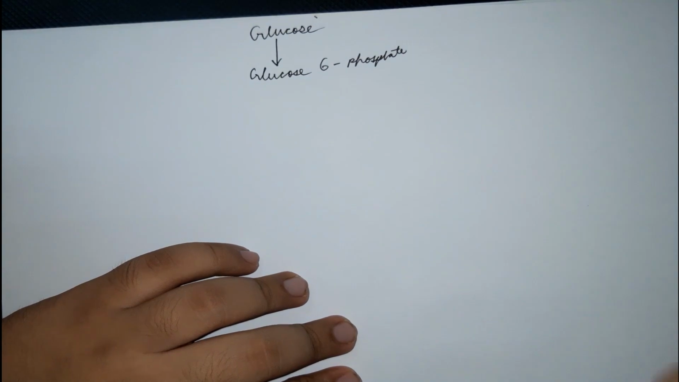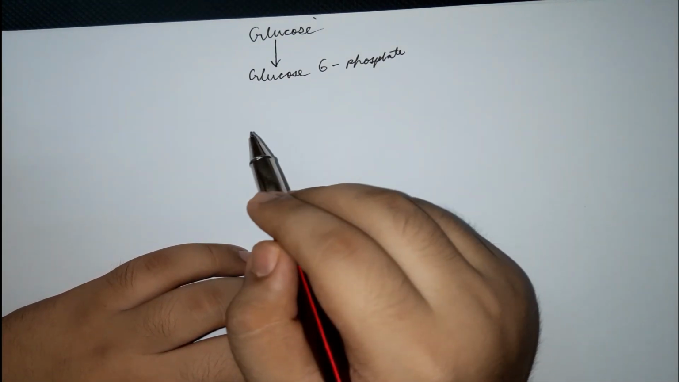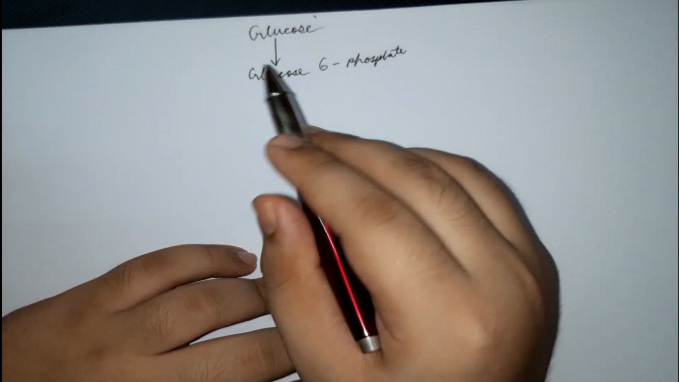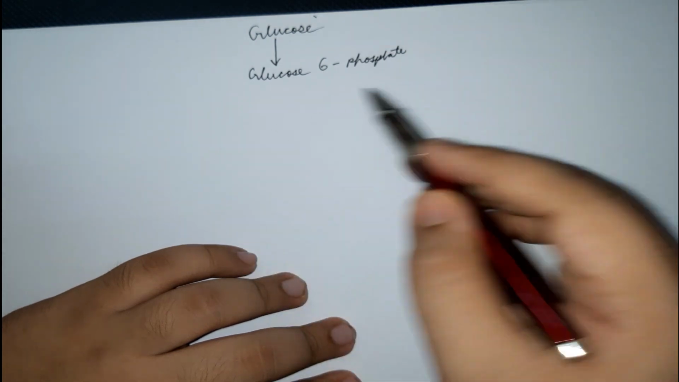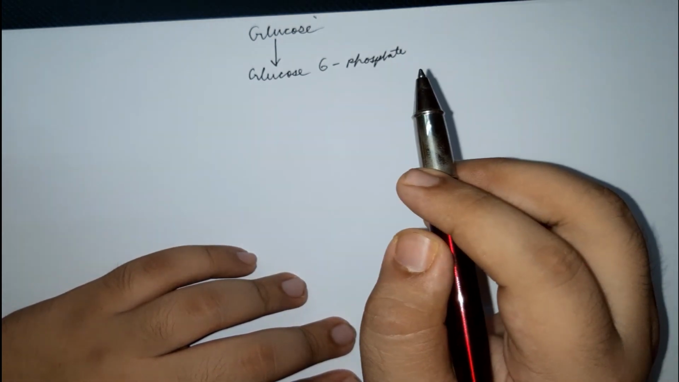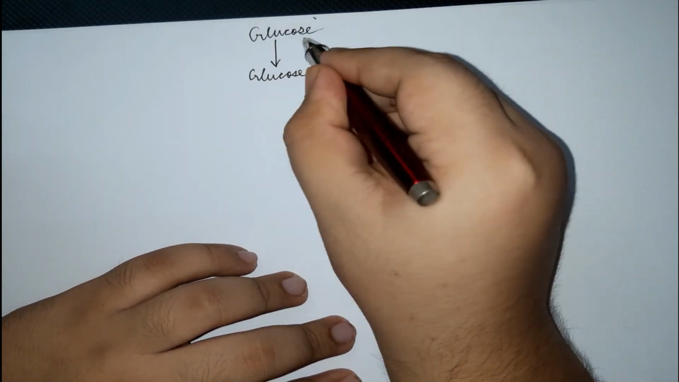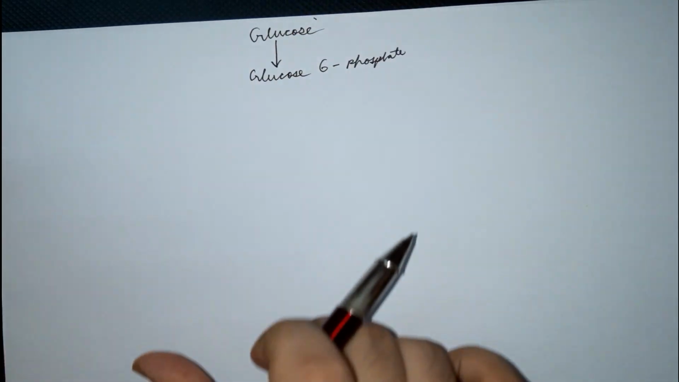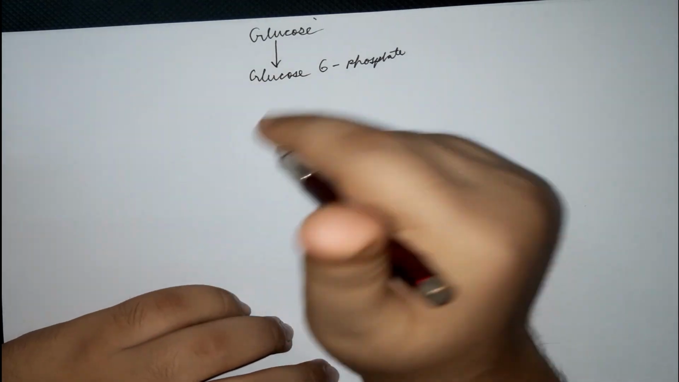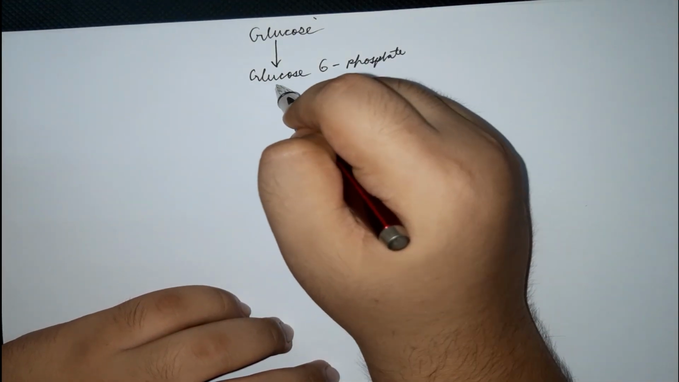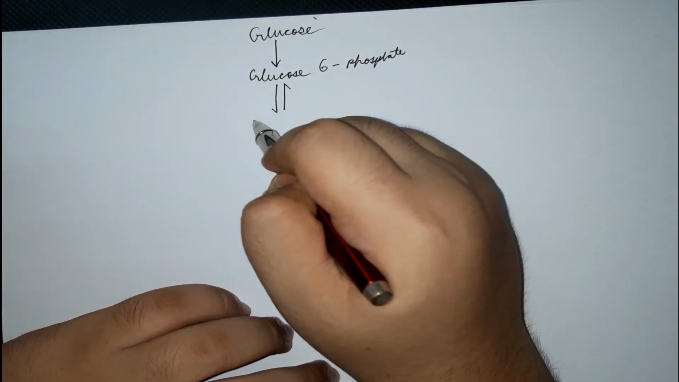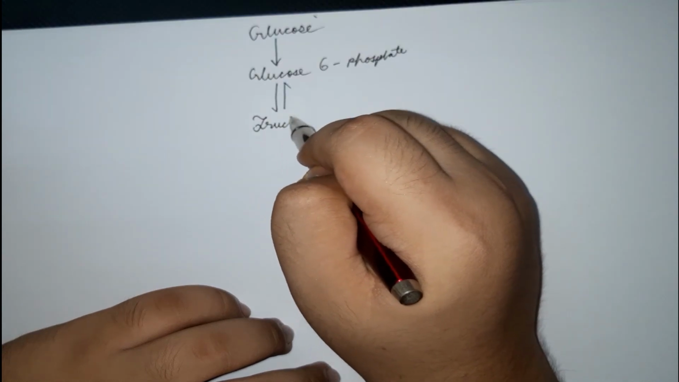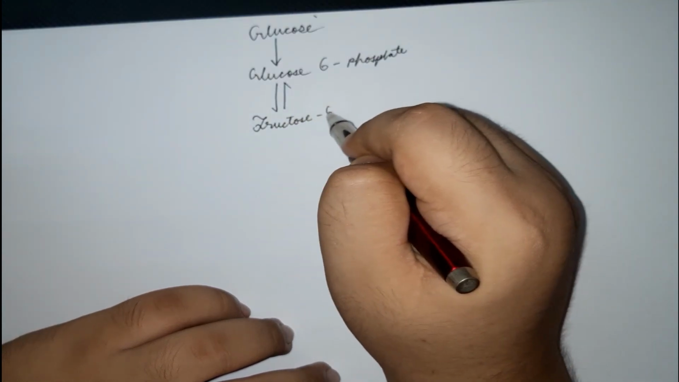Glucose 6-phosphate means that in the 6th carbon of the glucose carbon skeleton, a phosphate is added. We'll add the enzymes and the different aspects later. Let's first draw the basic skeleton. So glucose 6-phosphate, done. Now glucose 6-phosphate is converted into fructose 6-phosphate.